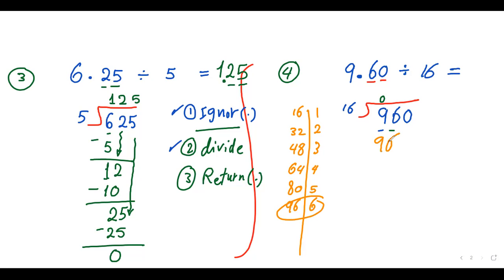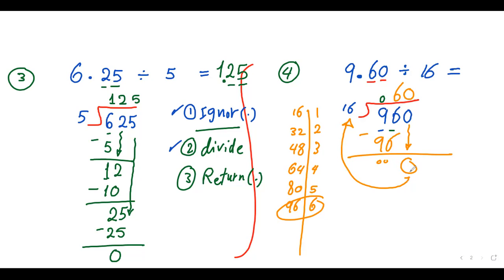I told you, 6. Great job, Abdurrahman. 0.6. Yes, here 0. And let's bring down the last 0. When we bring down the 0, we must divide it by 16. Abdurrahman, 0 divided by 16 equals what? 0, of course.